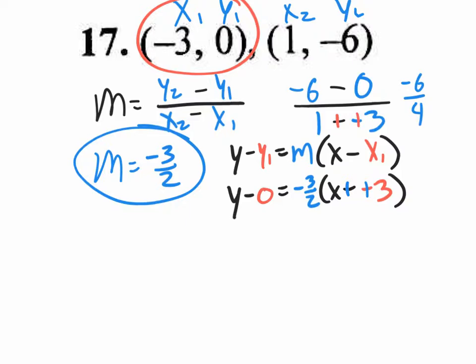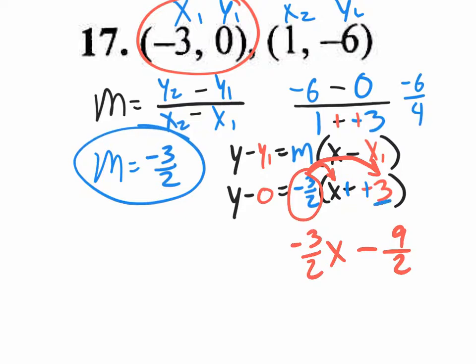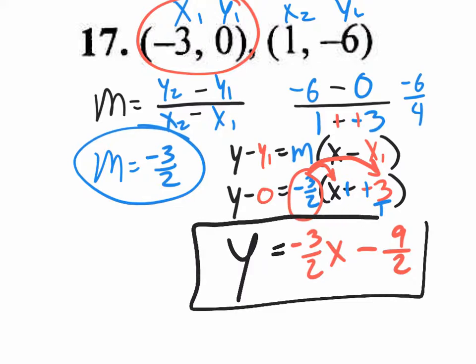And slope-intercept does not have parentheses. So let's distribute that negative 3 halves. So when you distribute the negative 3 halves times x is negative 3 halves x. When you distribute negative 3 halves times 3, that's negative 9 over 2. That's if you would have put the 3 over 1 and then multiplied 3 times 3 is 9, 2 times 1 is 2. And the y is by itself, we have y equaling negative 3 halves x minus 9 halves. Believe it or not, that is your answer. Check in the back, please.